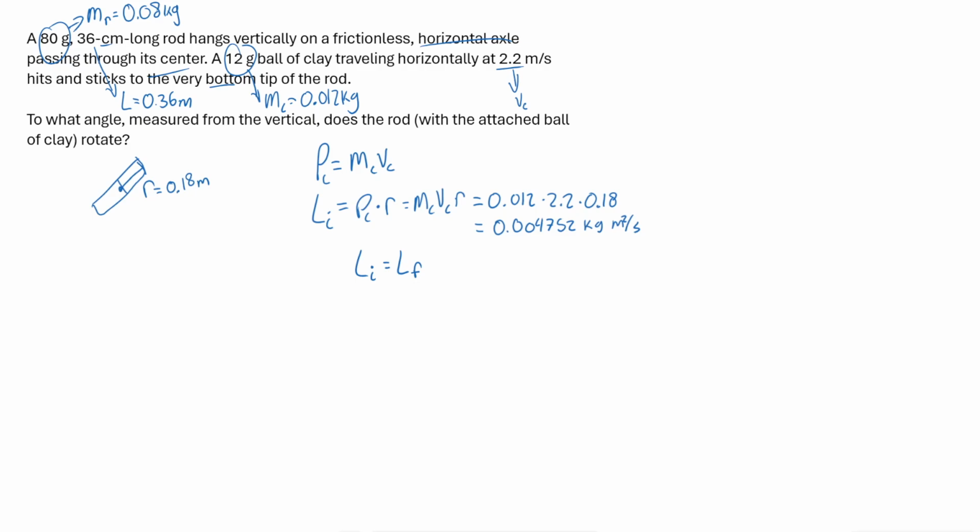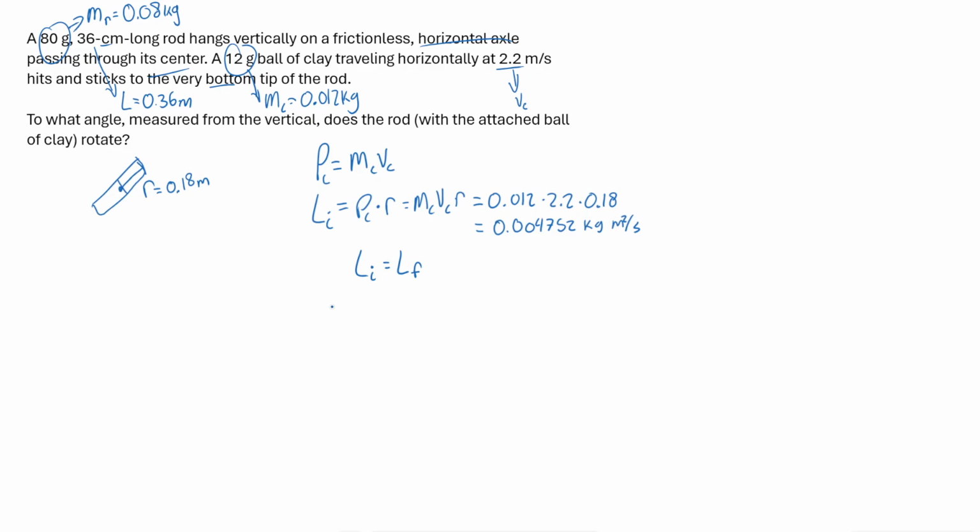So how do we find final momentum? Because now the rod is rotating. So it's making it a whole lot more complicated. So in order to find the final momentum, the final angular momentum that is, right, because it's rotating, we have to consider the moment of inertia. We have to consider the moment of inertia for the rod and the moment of inertia for the clay. And then if we add those two together, we're going to get the total moment of inertia.